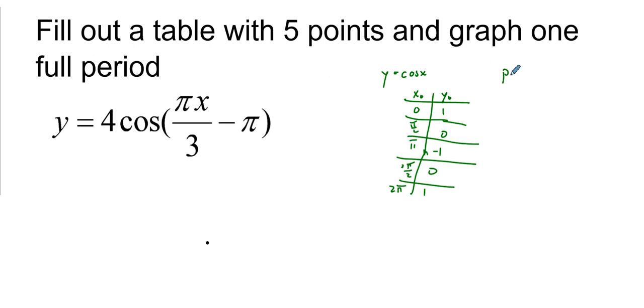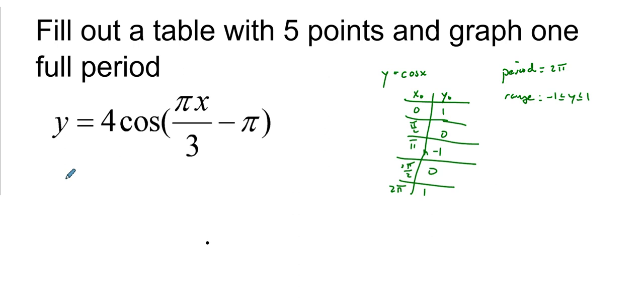Now, the period of a regular cosine function is going to equal 2 pi. And the original range of this function goes from -1 to 1.